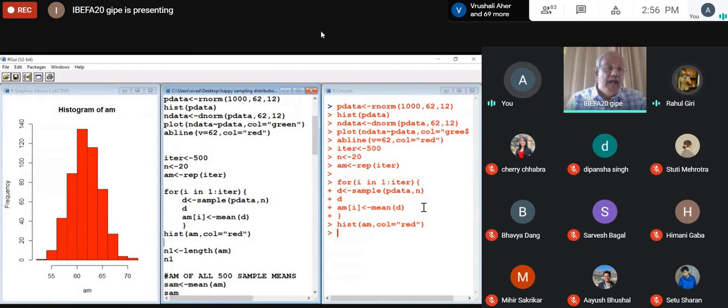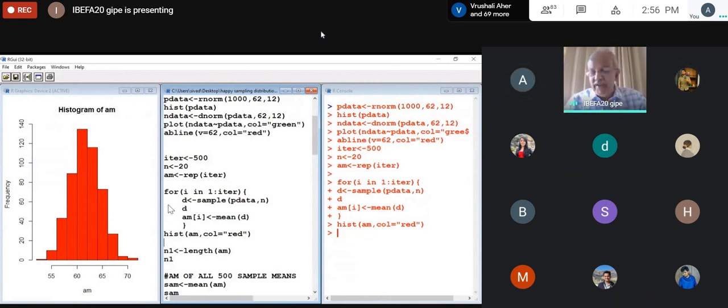The graph is a histogram. The graph of all the 500 samples behaves like a histogram shown here. Basically, we are plotting the mean. Many samples are near the average 62, and a few samples are away from 62, to the left and to the right.